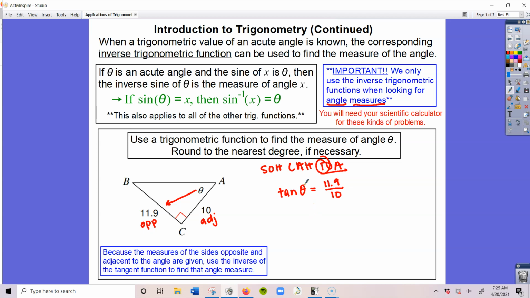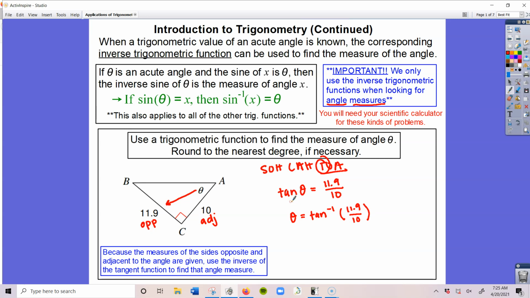To figure out the angle, basically what we need to do is cancel out the tangent. Tangent and theta are attached. This is not multiplication or anything like that, which is the biggest mistake that I've seen over the years. In order to separate tangent and theta, you need to apply the inverse of tangent to the other side. So theta is going to equal the inverse tangent of 11.9 over 10. And that's how you get the angle alone.